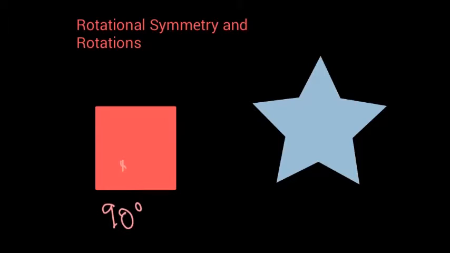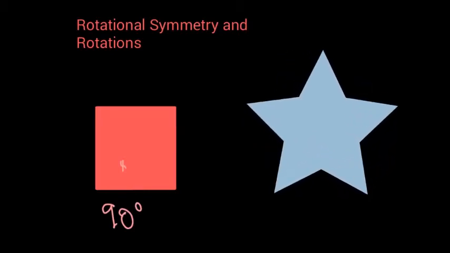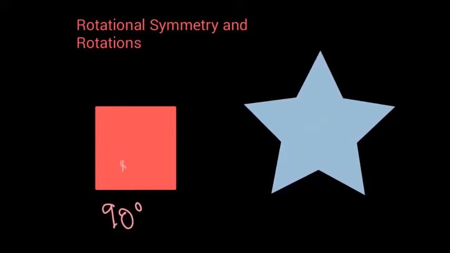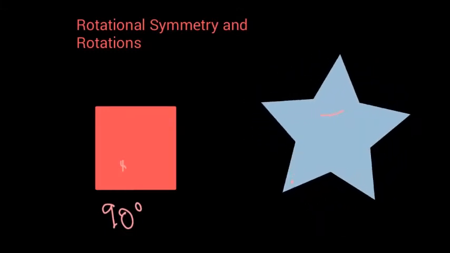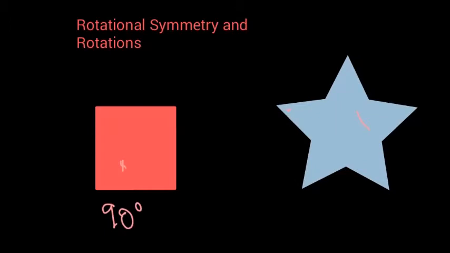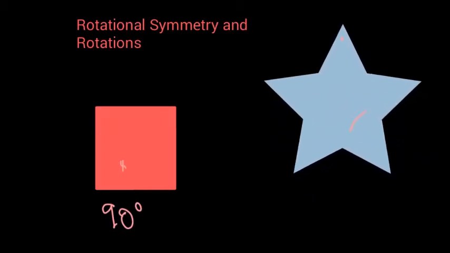Same thing with the star. I have the point pointing up, so I'm going to rotate this till the point turns up. So this is my original point. I'm going to put a little dot on my original point just so we can keep track of it. So that was 1, 2, 3, 4, and then 5. So 5 turns to get back to the original.